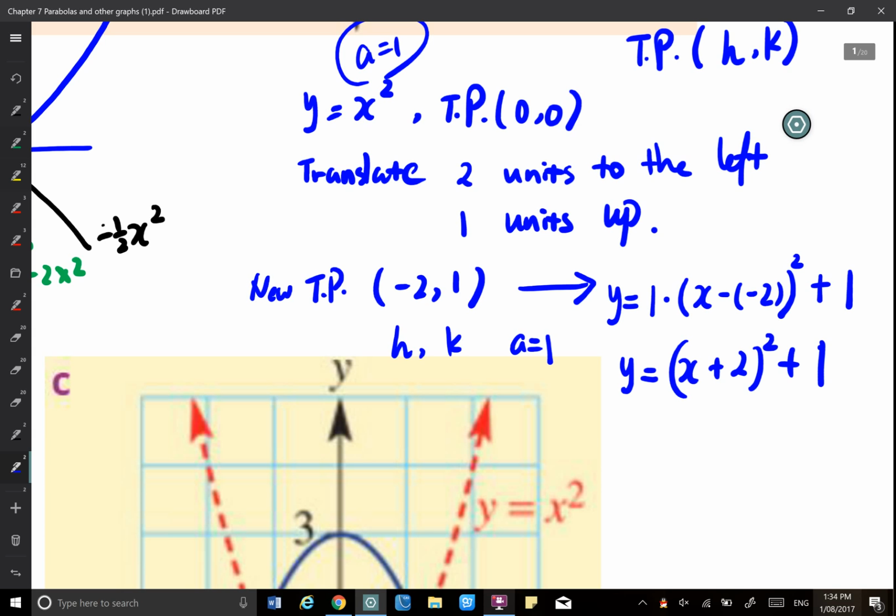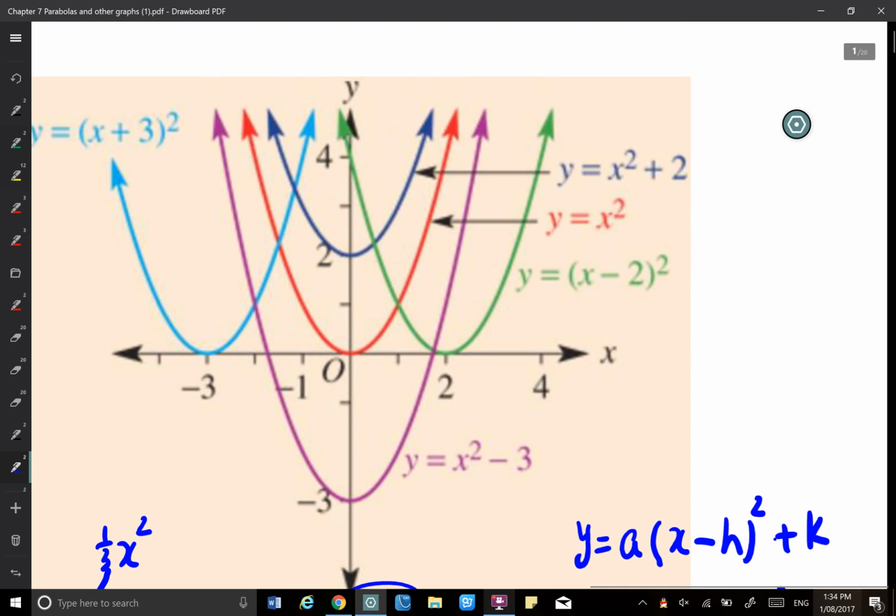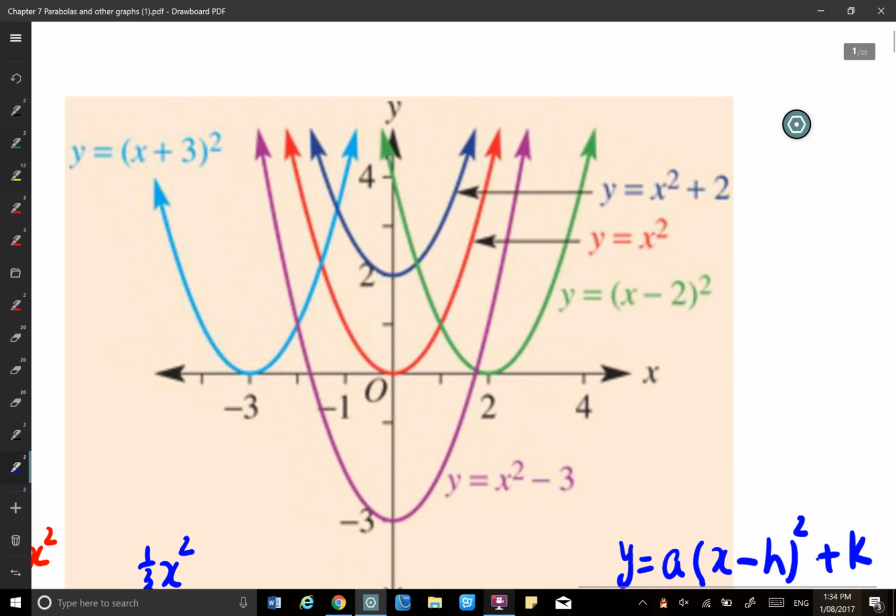Can you have a look at this equation? The plus 2 means moving 2 units to the left. And the plus 1 means you have 1 unit translated up. Okay, so that's how we think about it. So therefore, this blue graph will be translated 3 units to the left, because it's plus 3 for x.